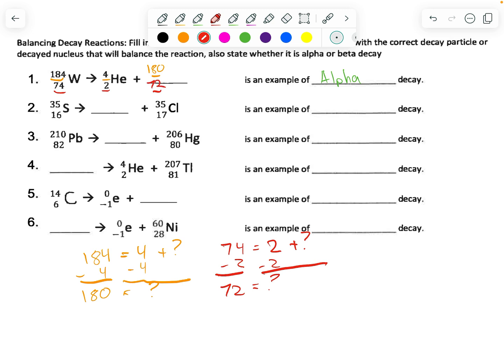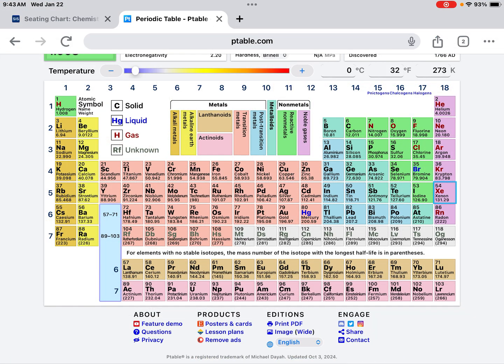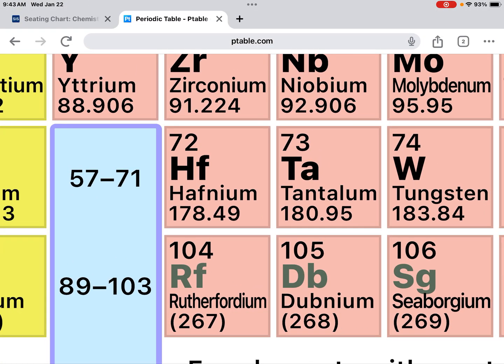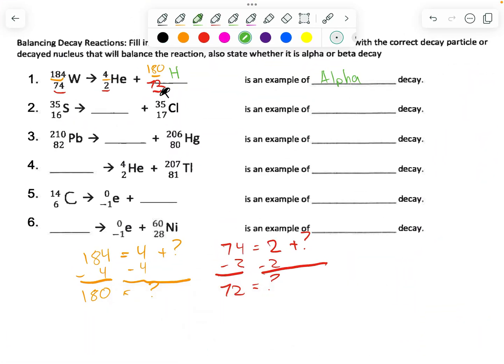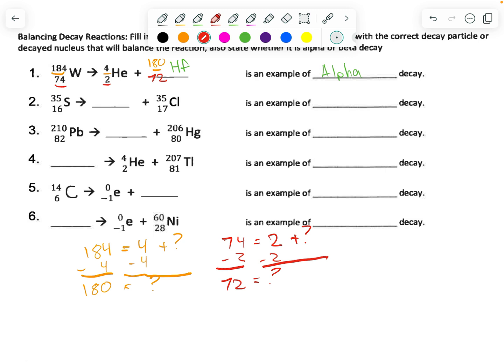Now that we have our numbers, the main important number is this one here. That 72 can tell us what kind of symbol to use. If we look at a periodic table and find 72, that is right here: hafnium, Hf. So now that we know that, we can put that down, and now we have our answer. You want to do the same thing for numbers 2 through 6. Try to see if those numbers will add up, figure out what these numbers will be, and then you can predict what symbol to use.